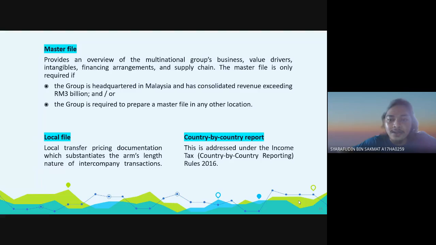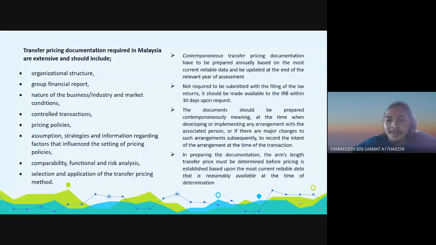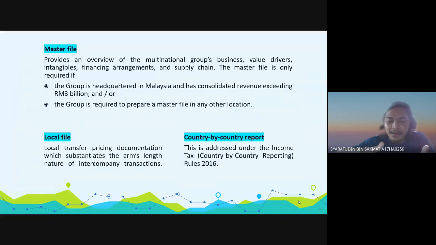Next is the local file, the local transfer pricing documentation, which substantiates the arm's length nature of the intercompany transactions. The country by country report is addressed under the Income Tax (Country-by-Country Reporting) Rules 2016. You can Google this, it's quite long. To keep it short, it is a report that differentiates the transactions by region, so they are reporting country by country.